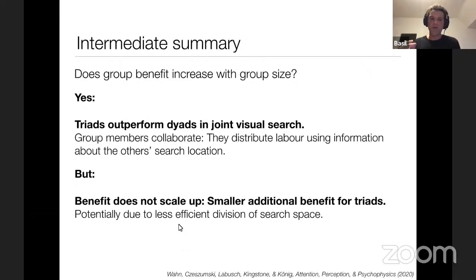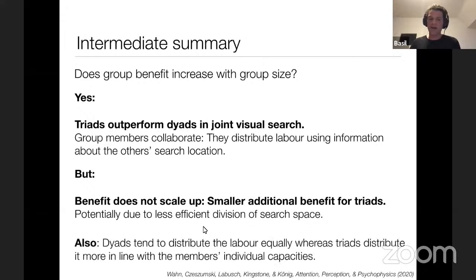But what we also find is the benefit does not scale up. There are smaller additional benefits for triads, potentially due to a less efficient division of search space. We also find that dyads tend to distribute the labor equally, whereas triads distribute it more in line with their members' individual search abilities. As a quick note, why is there a less efficient division of search space? It's potentially due to the higher coordination demands in the triads. One big point of this paper is that as you increase the group size, you of course also increase the coordination demands to divide the labor. This wraps up the first study.